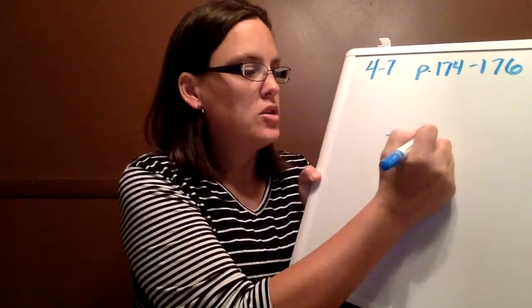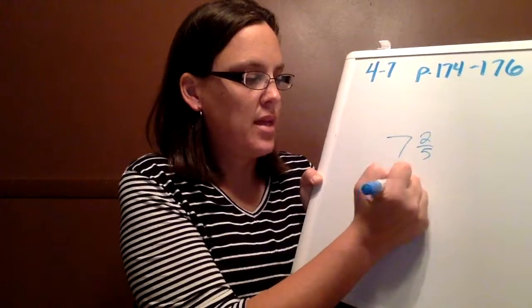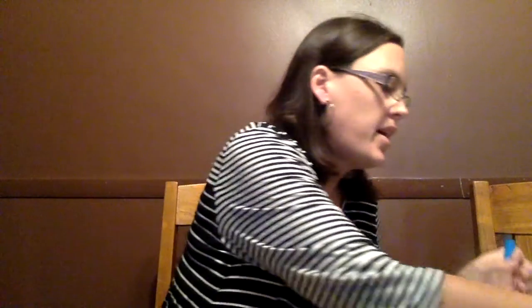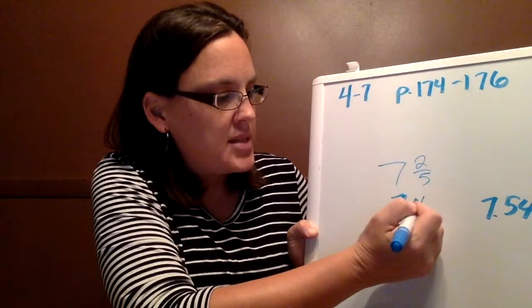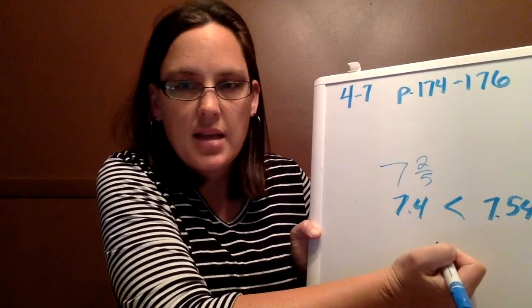For number 2, it says to replace with less than, greater than, or equal to. And we have a rational number there, 7 2/5. You might also say that is 7.4. And it wants you to compare it to the square root of 57. Since the square root of 57 is not a perfect square, I'm going to use my calculator here and find the square root, and it's 7.54. So 7.54 and 7.4, we're going to replace that with a less than sign.